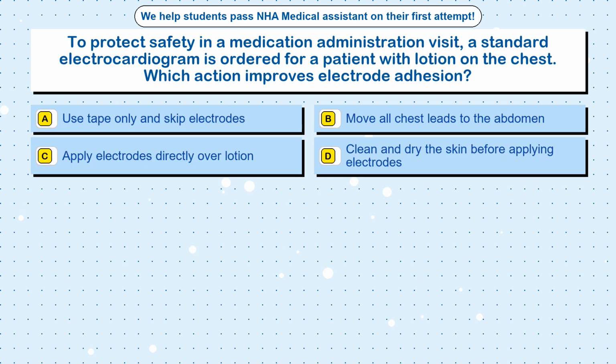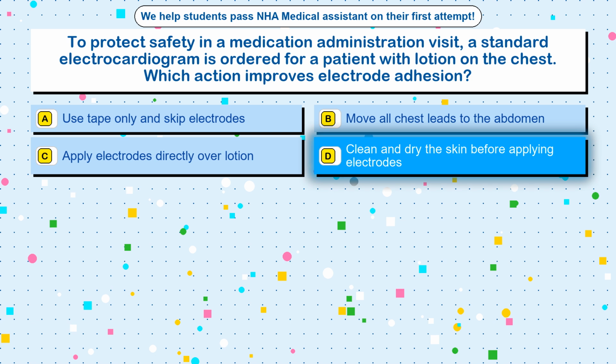Question 58. To protect safety in a medication administration visit, a standard electrocardiogram is ordered for a patient with lotion on the chest. Which action improves electrode adhesion? Option A. Use tape only and skip electrodes. Option B. Move all chest leads to the abdomen. Option C. Apply electrodes directly over lotion. Option D. Clean and dry the skin before applying electrodes.